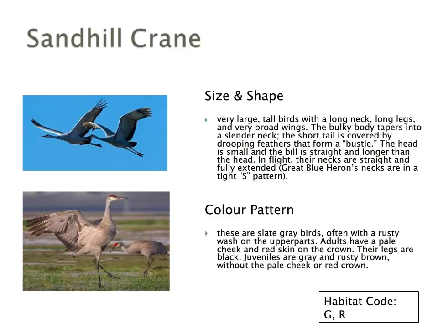A sandhill crane is a very large bird, extremely tall, with a long neck and very long legs. Notice how it carries its head very differently than, say, the great blue heron, with which it's sometimes confused. The coloration is also different. So these are slate gray birds. They also have a rusty wash on the upper parts, and the adults have a pale cheek, which you can see present especially in the bottom image, and red skin on the crown. Their legs are also very black, and the juveniles are gray or rusty brown as well.